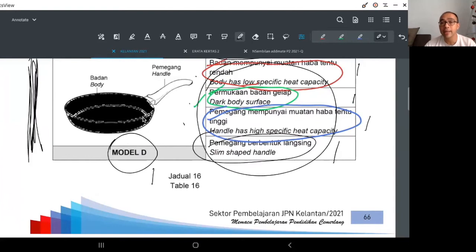Because model D has a body that has low specific capacity. It has a dark body surface. It has a handle that has high specific capacity. It has a slim shape handle. You need to mention all 4 again in order to get that final 10th mark.